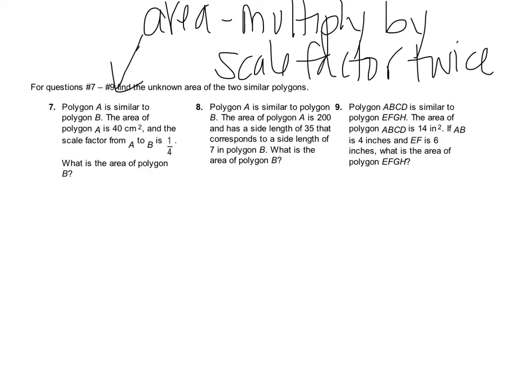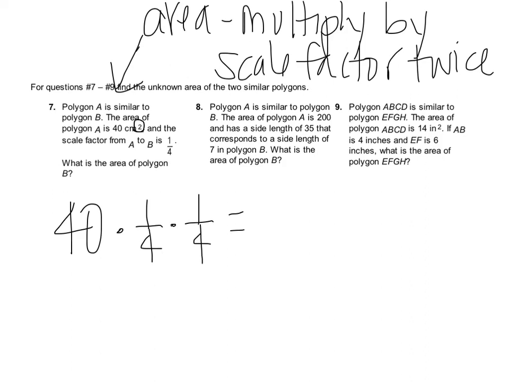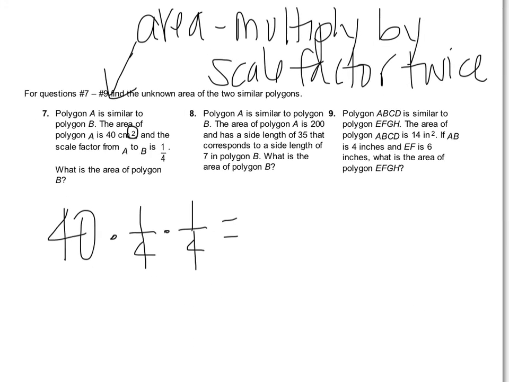And this is just like saying, because remember with our area, we had to do A squared over B squared. Well, squared means you're multiplying it by itself, so that's what we're doing. So if I know that A is 40 centimeters squared, again, if you can't remember, look at our units. It's squared, so we have to multiply twice. And the scale factor is 1/4. That means I have to multiply 40 times 1/4 times 1/4. And if you multiply that in the calculator, you're going to get 2.5. So that would be your area of polygon B.